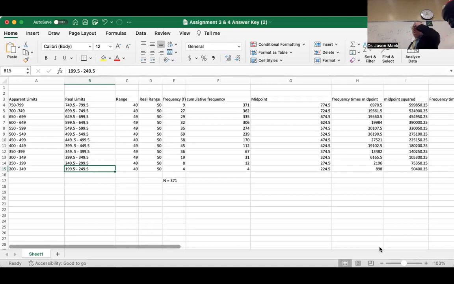So those are our real limits. These are our apparent limits. And we literally just went 0.5 below to 0.5 above, all the way up to the top. So apparent limits, real limits. Then we do the range and the real range.